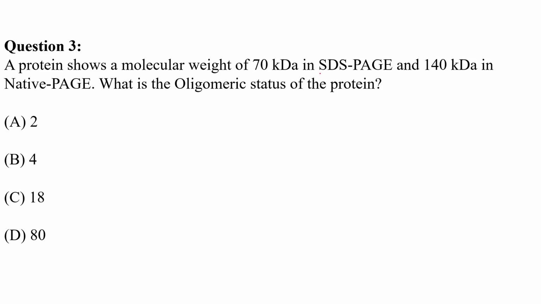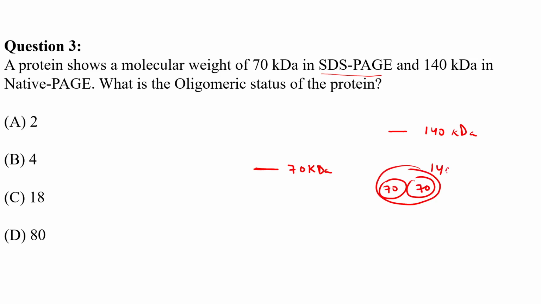I just now told you, what do you mean by SDS PAGE? It is denaturing PAGE, right? You are denaturing the sample. So whatever oligomers are present, if it's a dimer or trimer, everything will break into monomer. Okay, so on SDS PAGE, if you are getting a band at 70 kilodalton and on native PAGE you are getting a band of 140 kilodalton, that means there is a homodimer present. So two 70 kilodalton proteins are interacting together to make a 140 kilodalton homodimer, right?